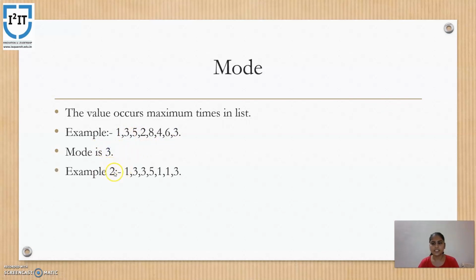Now let's take example number 2. Here 1 occurs 3 times, 3 occurs 3 times, and 5 occurs 1 time. So both 1 and 3 occur 3 times. Then what is the mode? Here the mode will be both 1 and 3. If 5 also occurred 3 times, then the mode would be 1, 3 and 5. So there is no restriction on how many modes there can be.